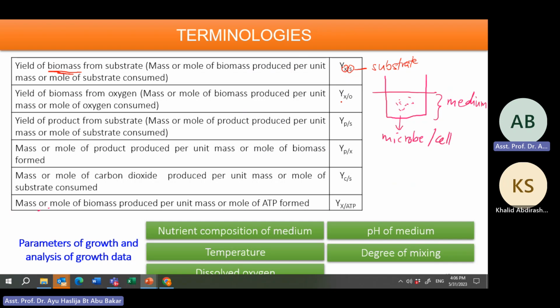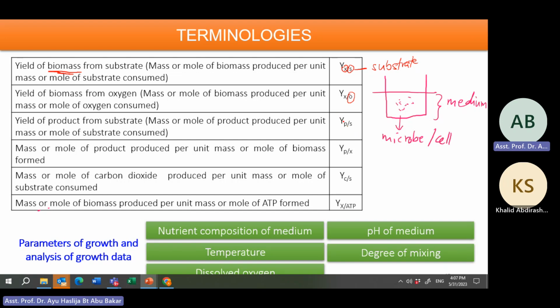Now this one is the yield of biomass from oxygen, according to the oxygen. There are two different things. From the substrate, how much is the yield? From the oxygen that you supply, how much do you get for the biomass?